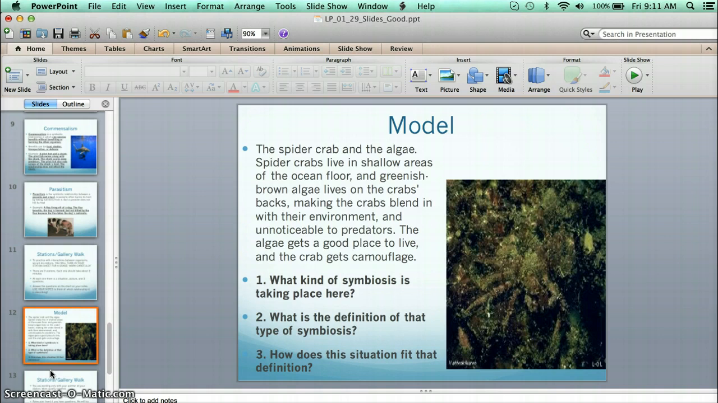Okay, so hopefully you wrote down that this was a mutualistic or mutualism going on in this relationship. And then the definition for mutualism is a relationship in which both species benefit. And then hopefully you took examples from the passage about the two organisms to explain how this situation fits that definition. So you could say that the crabs are camouflaging in with their environment, which helps them defend themselves from predators, and the algae are finding shelter on the crabs' backs or a place to live. So they're both getting something from the relationship. So they're both benefiting. So this is what each of your stations will look like, and you'll answer on the back of your notes.